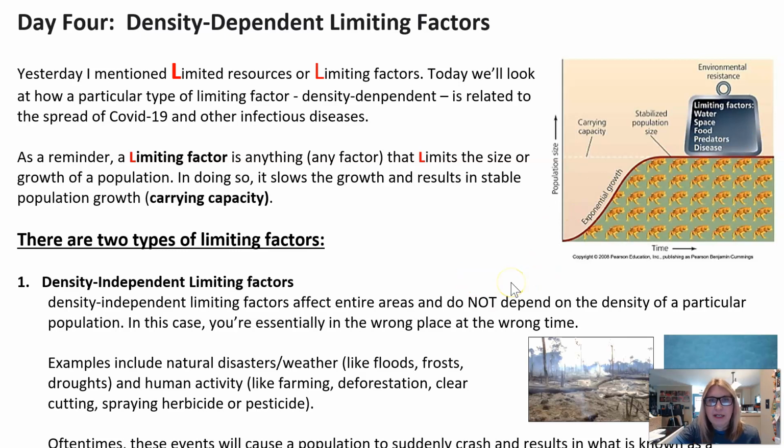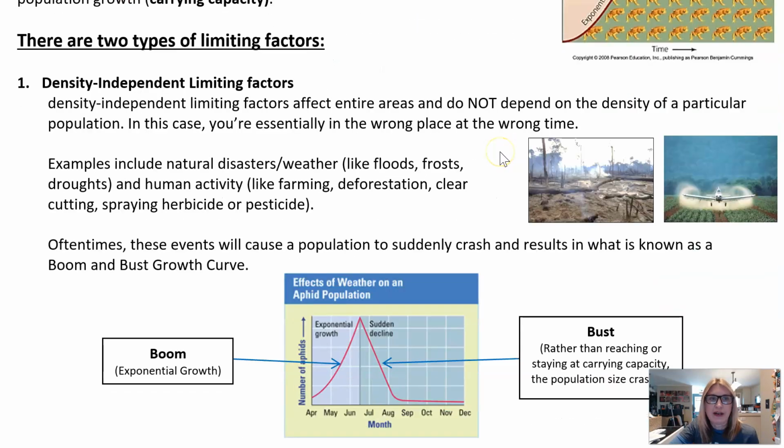Now, as a reminder, a limiting factor is any factor that limits the size or the growth of a population. And in doing so, it slows the growth and results in that stable population state that is known as carrying capacity. Now, there's two types of limiting factors.